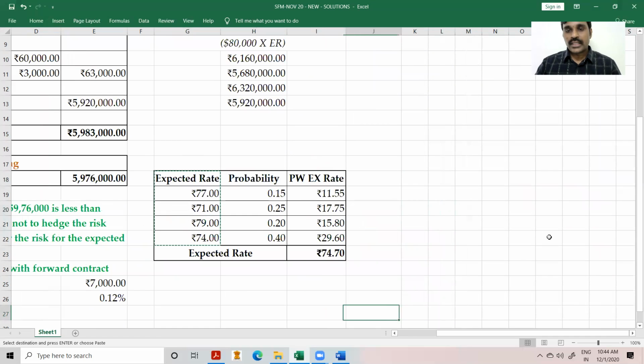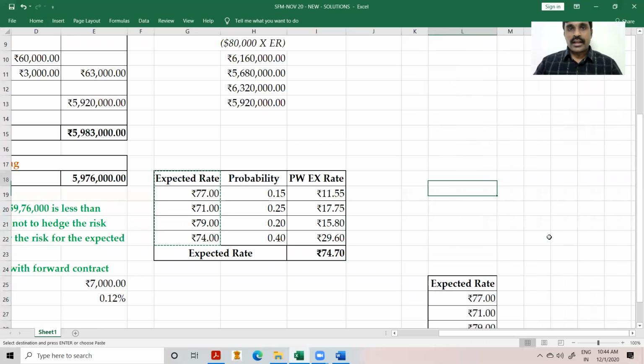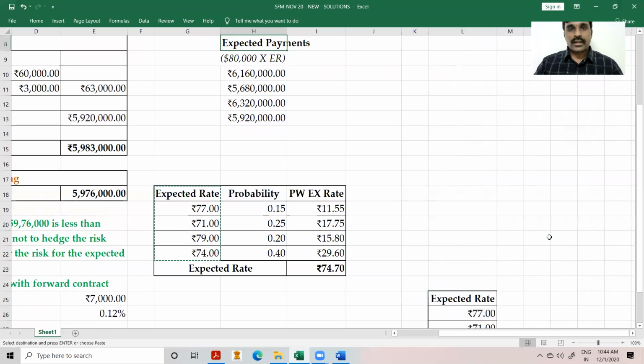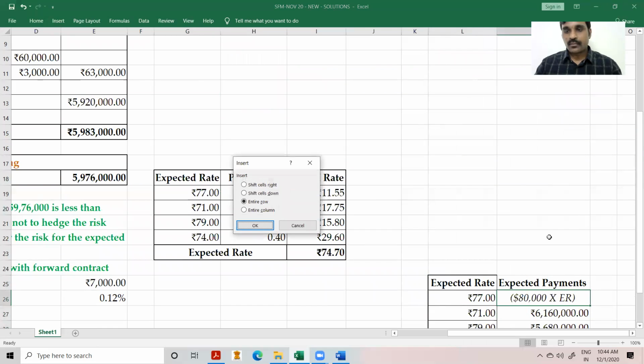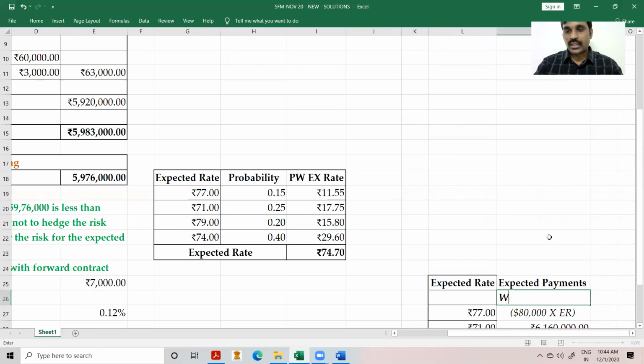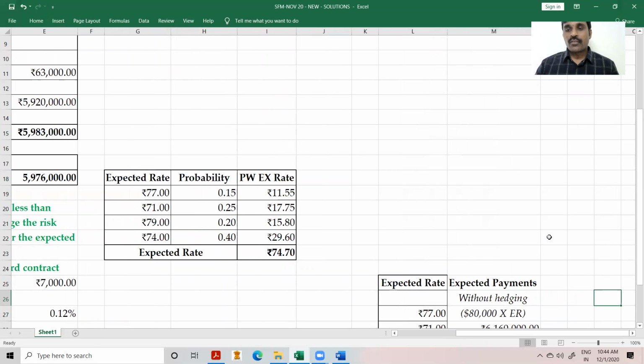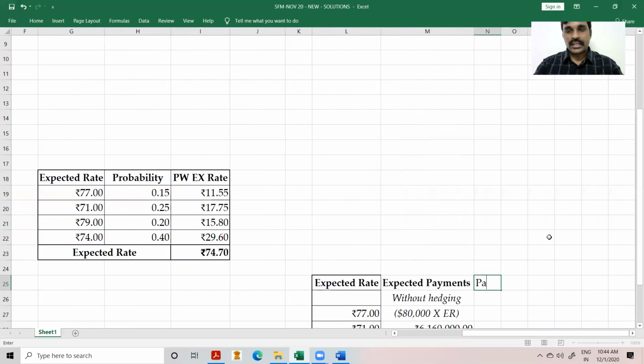This is what you have to present in your corporate life. Expected rate and expected payments without hedging. Next, thereafter, forward payments with hedging.